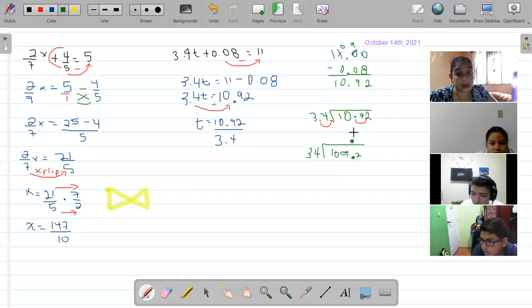3 times 4, that's 12. I'll place a 2 and carry a 1. 3 times 3, that's 9, plus the 1 that I carried, that's 10. And I subtract 109 minus 102, 7. I already placed a decimal point in there, so I just carry down the 2. And now I ask myself, how many times does 34 fit in 72?